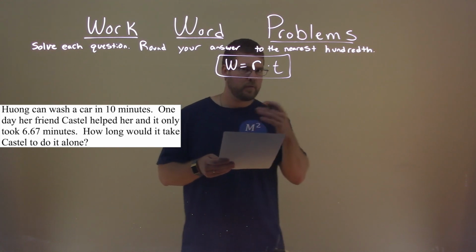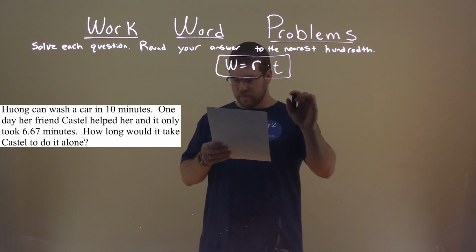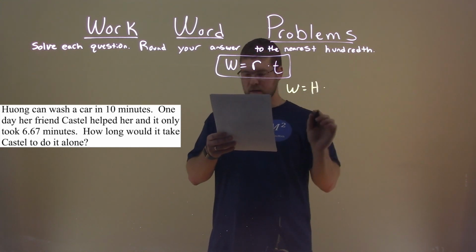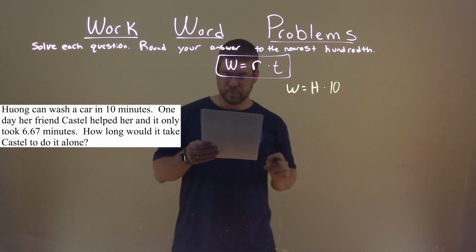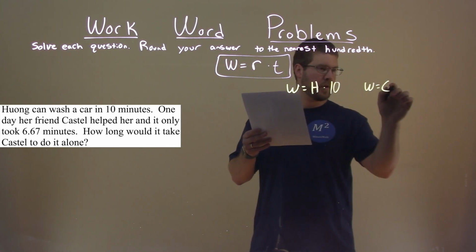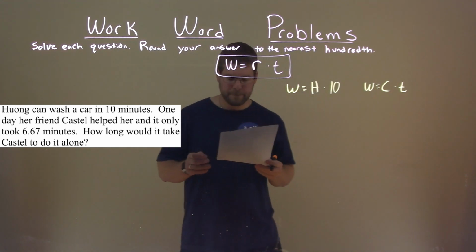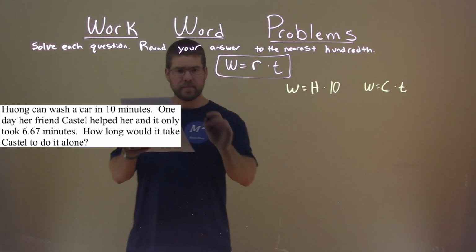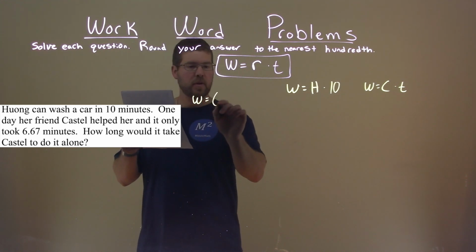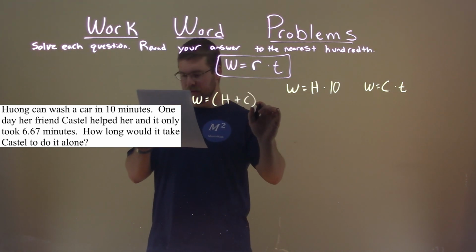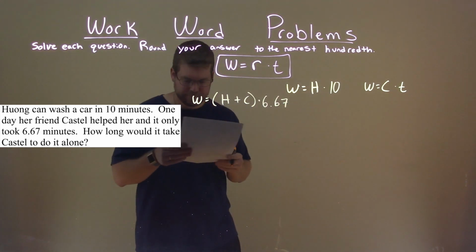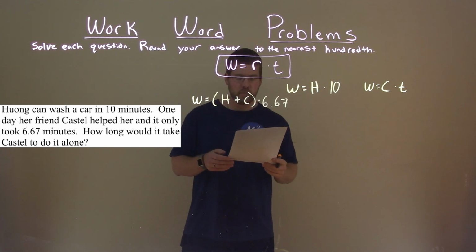So let's write down what we know in formula form. The work done of washing a car takes Hyung, her rate, times 10 minutes. We don't know Castle's, so the same work takes Castle, that's Castle's rate, times time. Don't know that. But they tell us if they work together, we know that time. So the same job, if they work together, H plus C takes a total of 6.67 minutes. Okay?